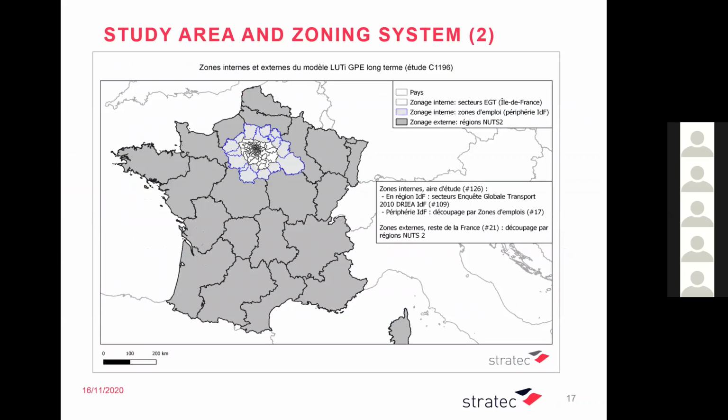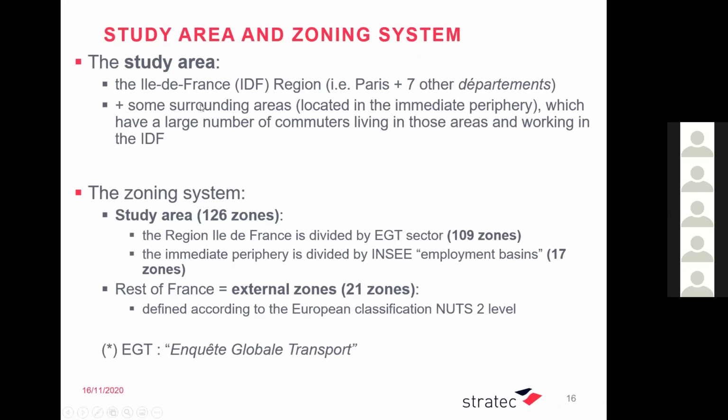So, the study area, this is France, of course. The study area is the one surrounded in blue, and the white one inside is the Île-de-France region. So that's why I said that the study area is big enough. In the Île-de-France itself, there is of course Paris plus 7 other départements. And we also included in the study area some surrounding areas which have a big number of commuters living in those areas and working in the Île-de-France. Altogether, we divided the study area in 126 zones, and the rest of France is divided in 21 zones.